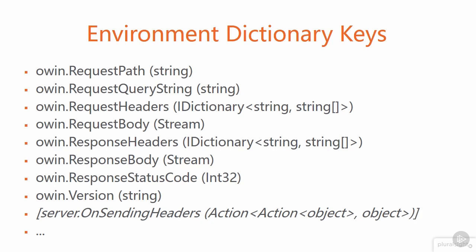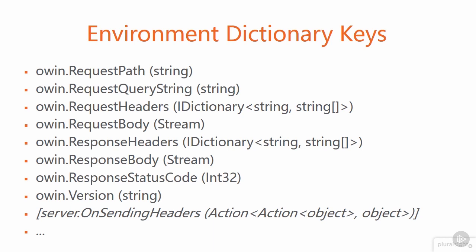The OWIN specification defines a lot of keys that should be available in the OWIN dictionary when it's being passed from the server to the OWIN pipeline. In this screen you can see some of these keys, and as you can see they're all prefixed with OWIN dot. This makes it a lot harder to accidentally overwrite something in the dictionary when you add your own things.